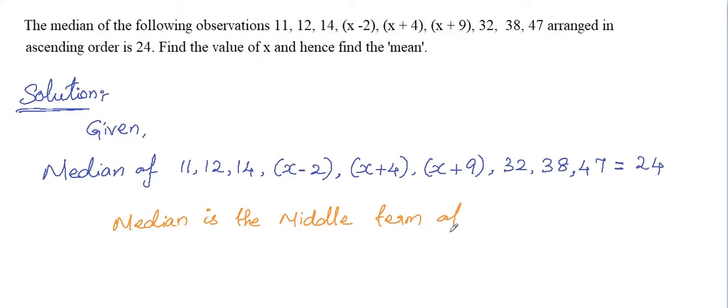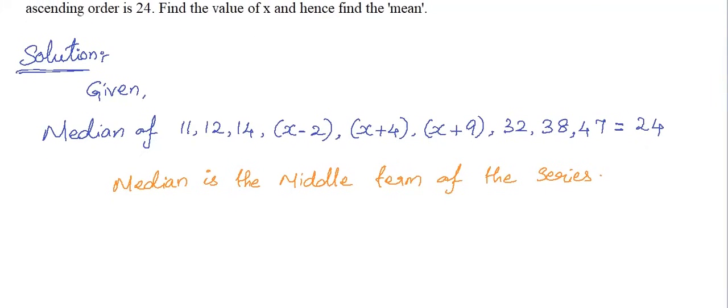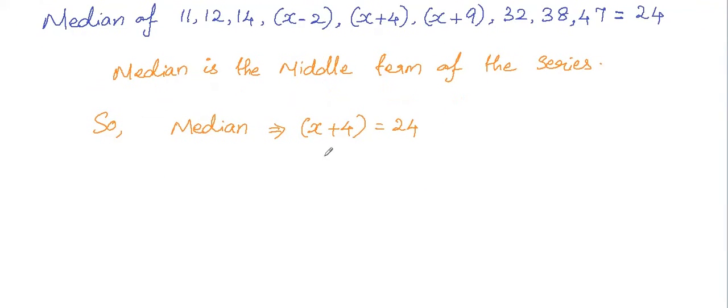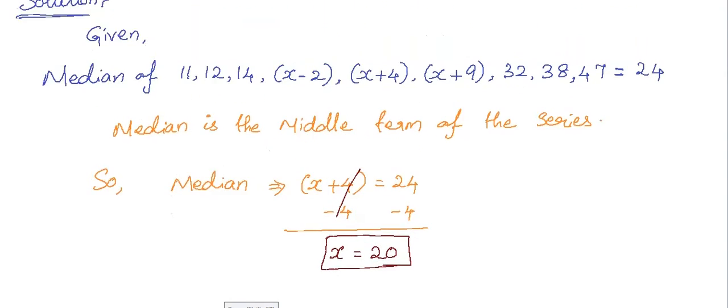So we need to find the middle number here. We have 9 terms here, so the fifth term is the middle term. So the median equals x plus 4, which is given as 24. Now subtract 4 on both sides and find the value of x. So x equals 20. So the value of x is 20.